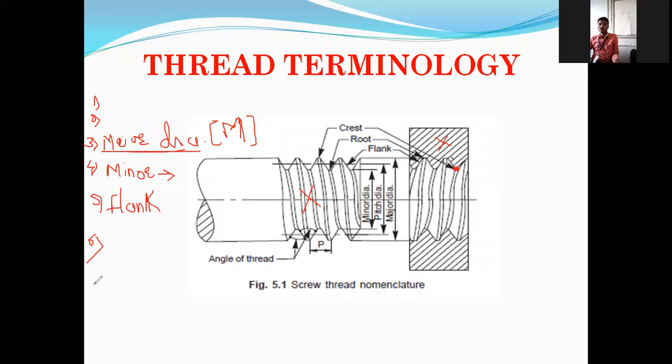Then two important terms we have seen. Which are they? One is pitch and another one is lead. These terms we have discussed in the last lecture. So is there anyone who can define this?